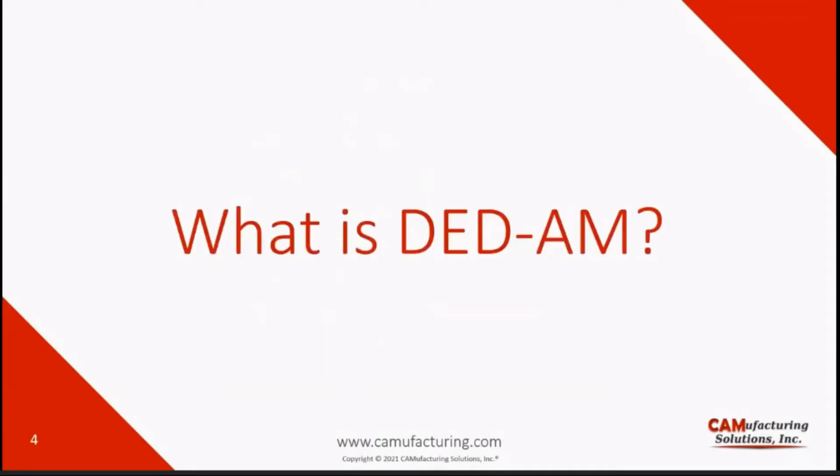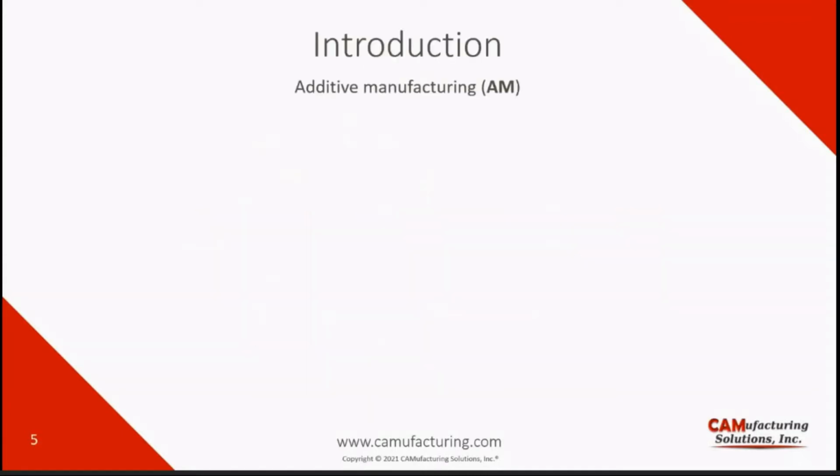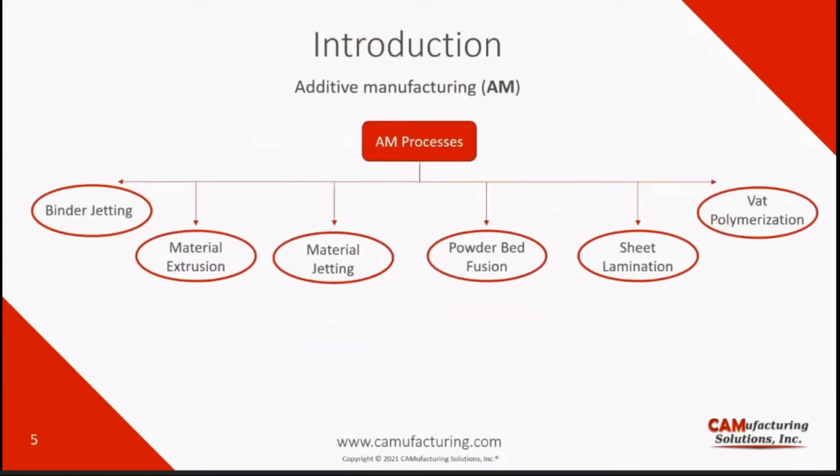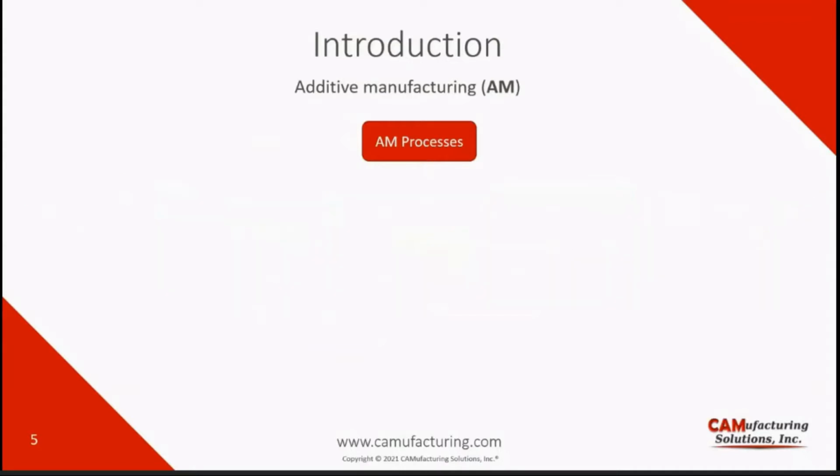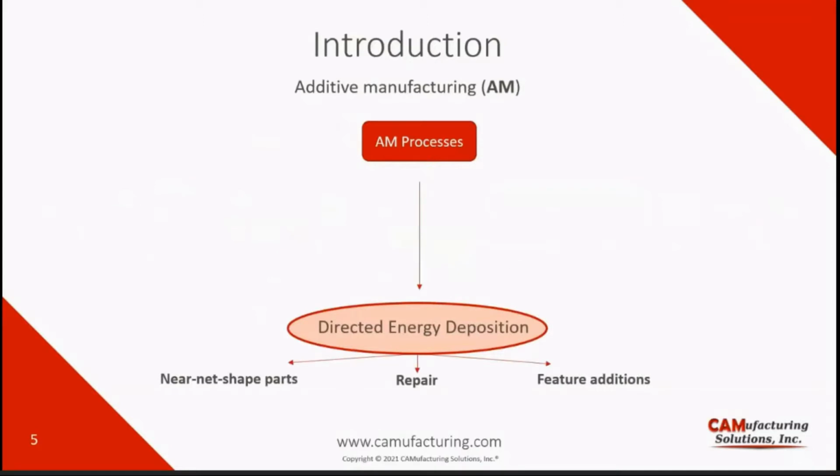So what is DED additive manufacturing? Additive manufacturing is used to manufacture parts through layer-by-layer deposition using 3D CAD models. It has different categories. They are binder jetting, material extrusion, material jetting, powder bed fusion, sheet lamination, vat polymerization, and directed energy deposition or DED.